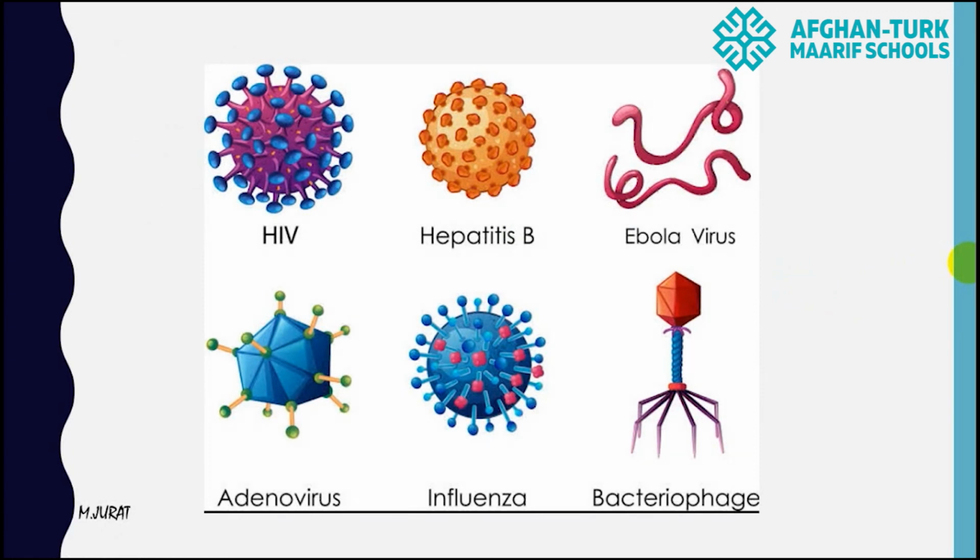As we said, viruses are agents which can cause different illnesses. Now we are going to see different shapes of viruses with their diseases. There is the HIV virus, the hepatitis B virus, the Ebola virus, again the bacteriophage, a virus which can infect bacteria, influenza, and also adenovirus. These are different viruses which can cause different diseases, with their different shapes.